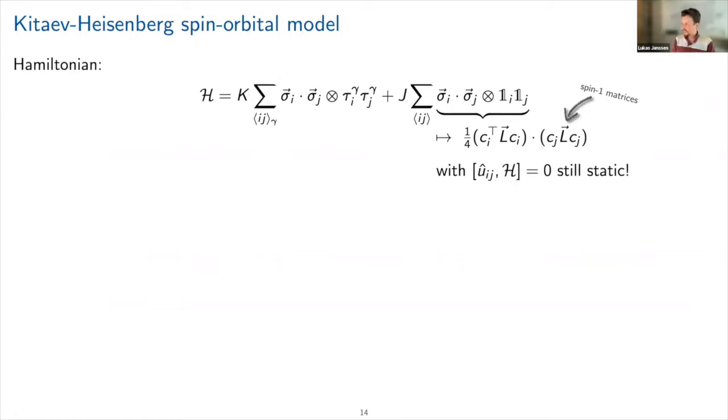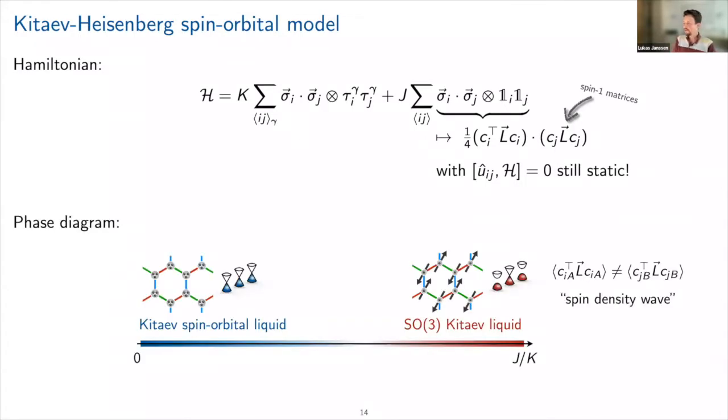So if you look at this Hamiltonian, and in some mean field view, what would be the phase diagram that you would expect? Well, of course, because the density of states of these Majorana operators is zero at zero energy, it means that you would have a finite spin orbital liquid phase at small J, and only a transition towards some other phase beyond a certain finite J.